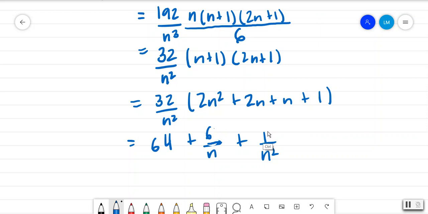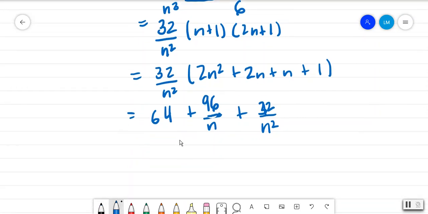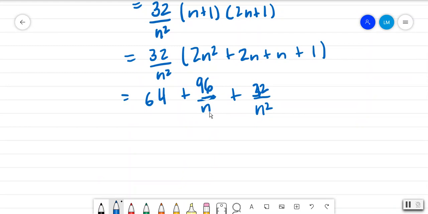Hang on. Let's see. That should be 3, so that times that should be 96. Okay, sorry. So that should be 96, and then that should be 32. So let's just write 32. Now, it's not very important, but if we want to be accurate, then yeah, we'll have to use this.